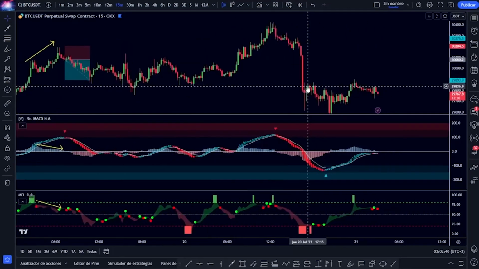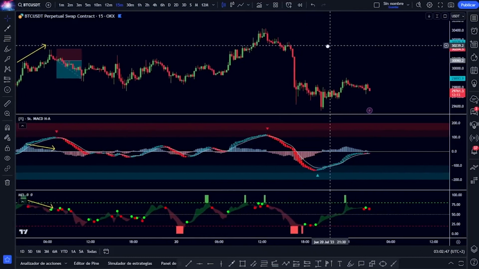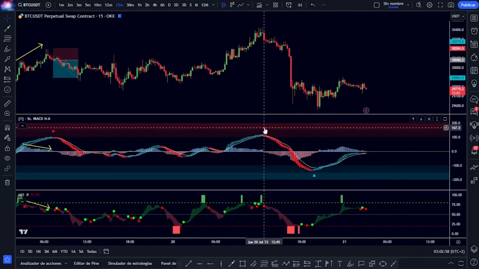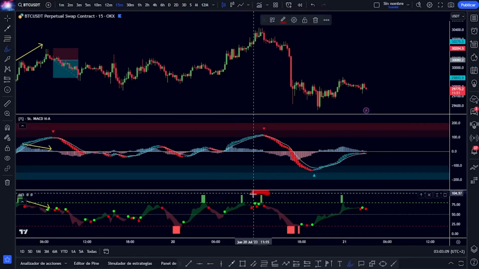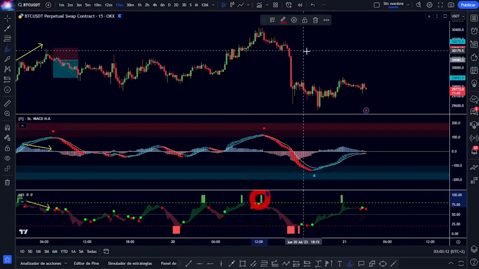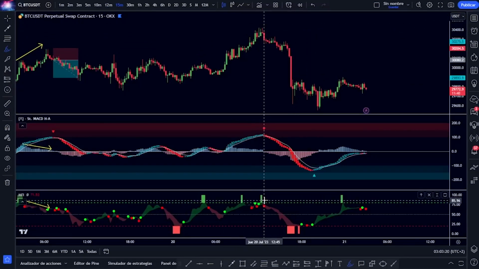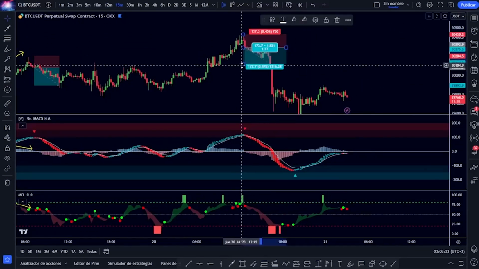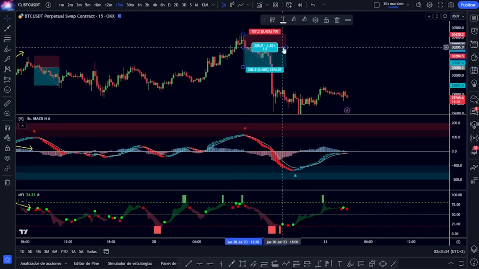A little later exactly the same happens, practically live as I'm recording this video. We have the entry signal in short, and this time it coincides that the histogram is already red. But as I said, we also have the confirmation that we come from an overbought area in the MFI, so the entry is perfectly confirmed. We take our operation and again we are victorious.